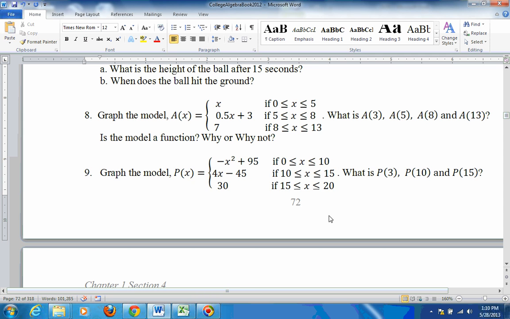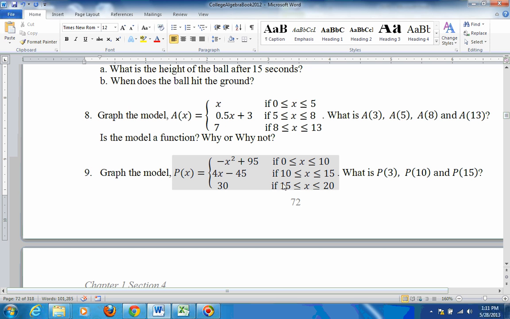P of 15, well, it's defined here in the middle, and it's also defined here because it says less than or equal to, so it includes the 15, and it says x is greater than or equal to 15, so it includes it too. Putting the 15 in this, 4 times 15 is 60. 60 minus 45 is 15. Putting the 15 in here, we get 30. So you get two different answers.